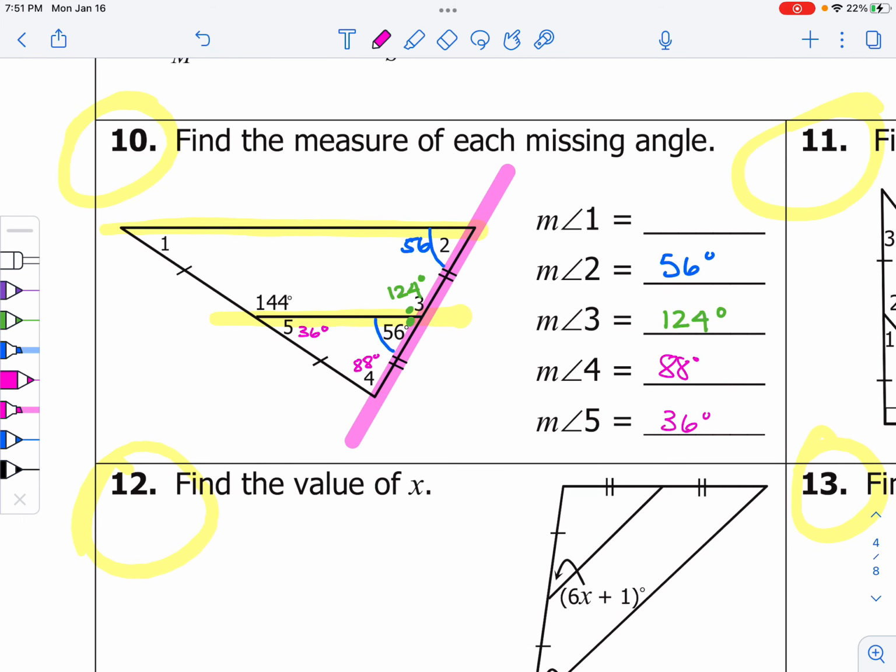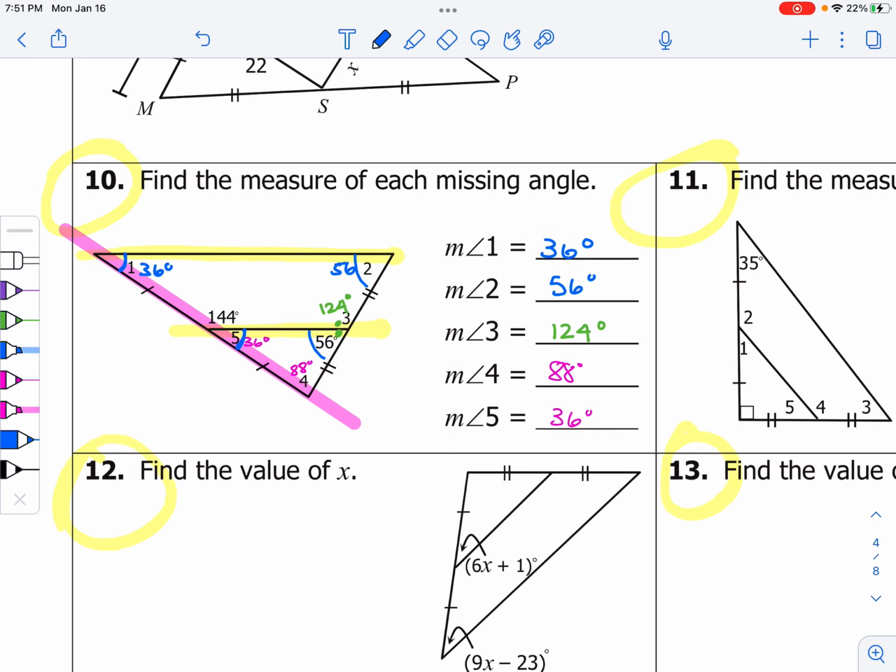Now, angle 1, let's pop over and look at a different transversal. We still have that mid segment and that side being parallel, but now if I look at this side as a transversal, I can see that angle 5 and angle 1 we would consider to be corresponding. And corresponding angles are congruent. So we know that angle 1 should also be 36 degrees. So those are the answers to question number 10.